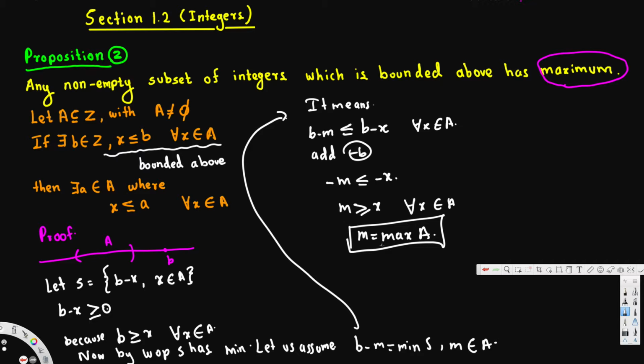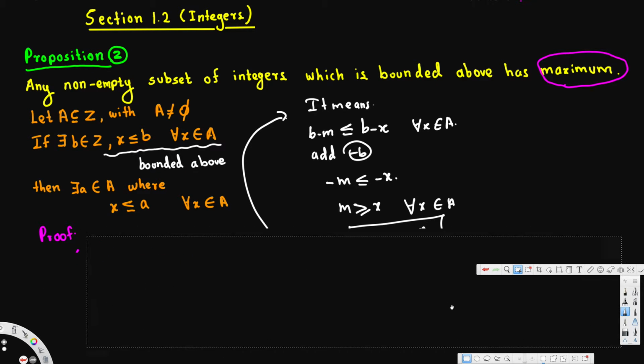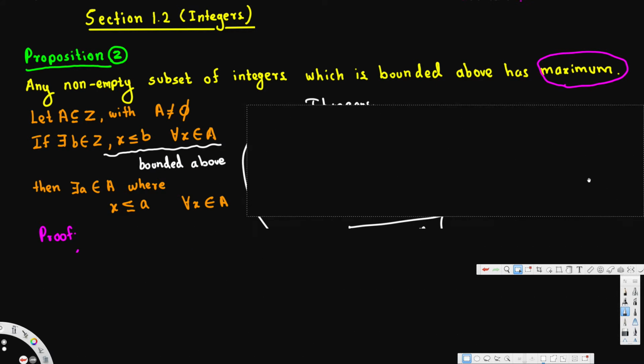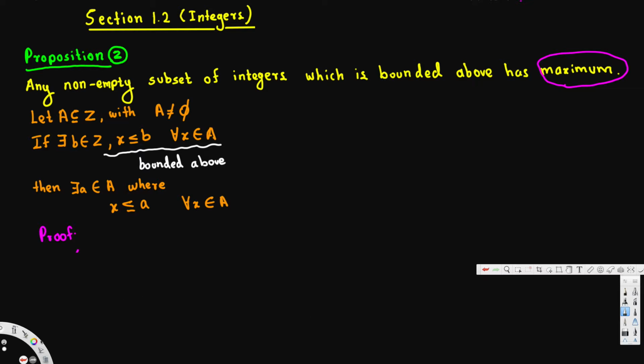Now there's another proof for this. Now let's look at that one. Let's get rid of this first proof. Okay, here now we are going to do the second proof. In the second proof, we are going to let the set S be equal to minus x, where x belongs to A.